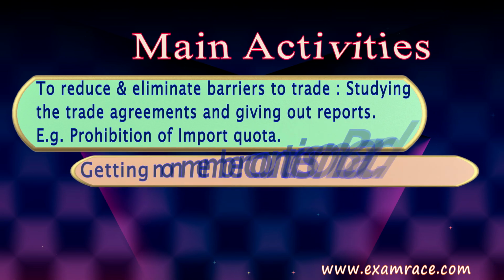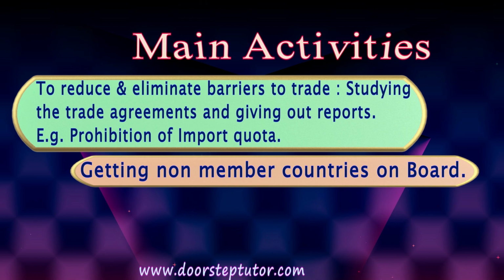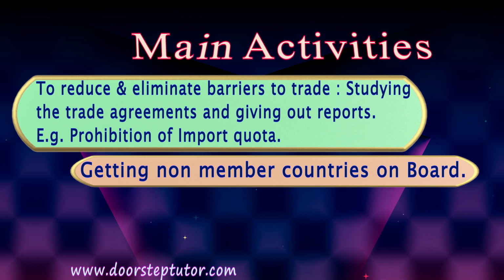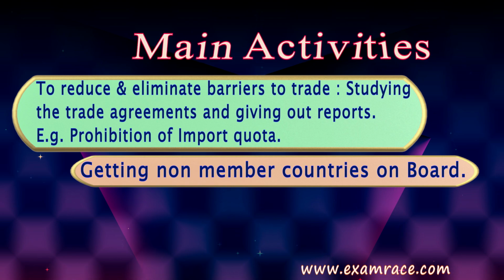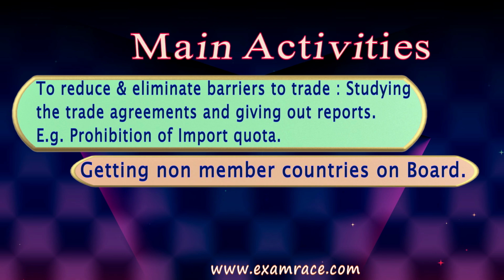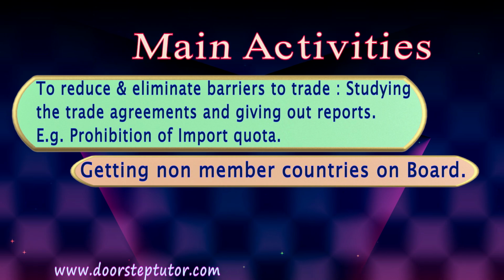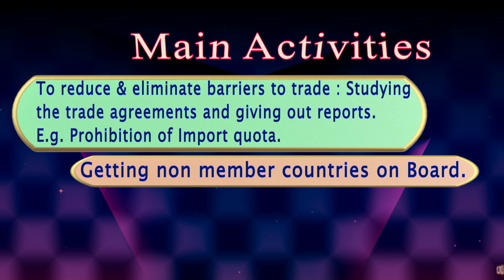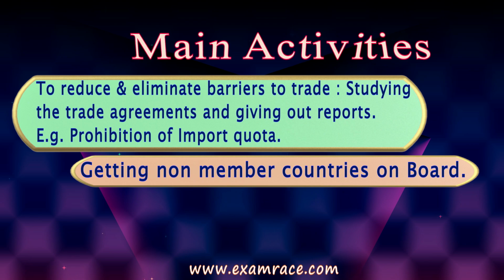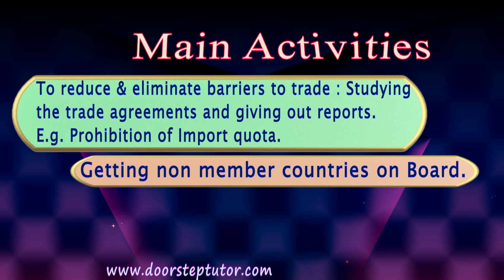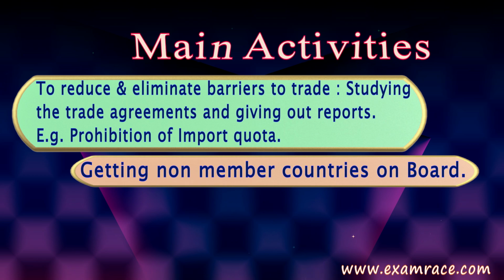The second crucial activity of WTO is to get the non-member countries on board. As we have seen, WTO presently has 164 member countries, whereas the United Nations has 193 plus member countries. Thus, still a couple of countries are not part of WTO, so it becomes very important that such countries should come and join WTO, and then only international trade can be streamlined in a true manner.